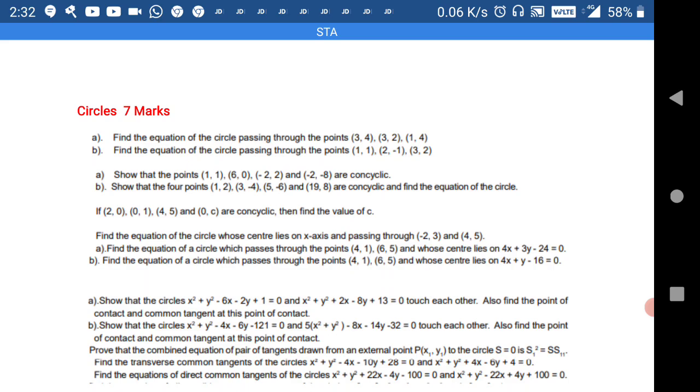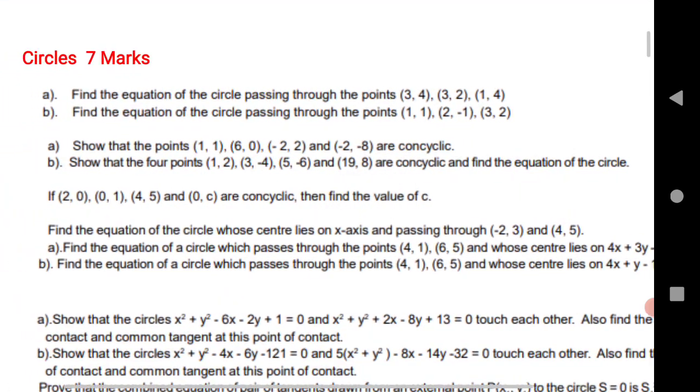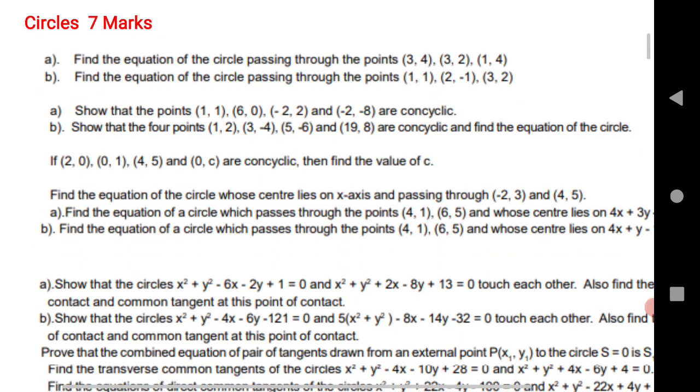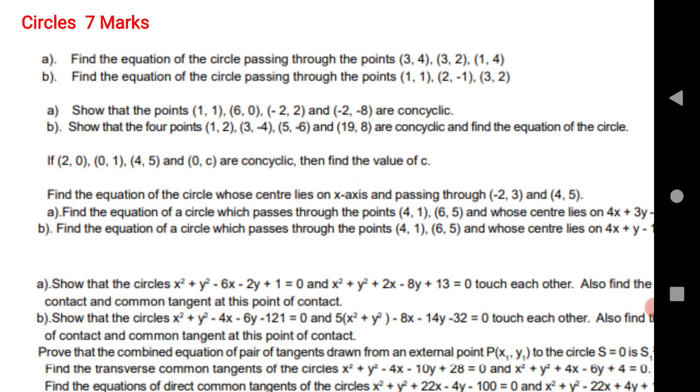See, the first chapter for LAQs is the circle. Normally in circle, they will ask questions on 2 points, 3 points, 4 points and concyclic. The first is find the equation of a circle passing through 3 points. The second question is also the same, passing through 3 points. The next question is show that the points are concyclic.